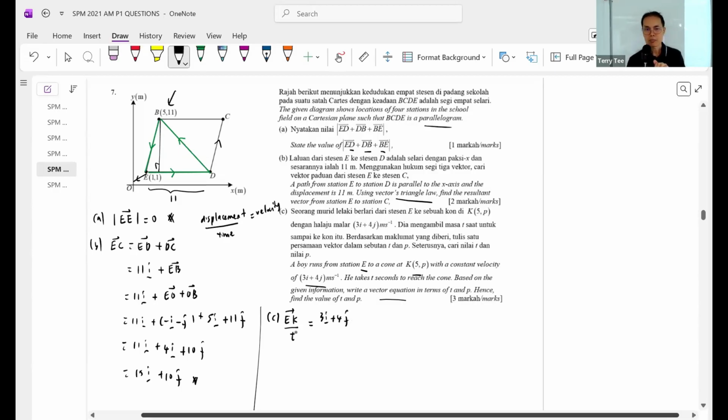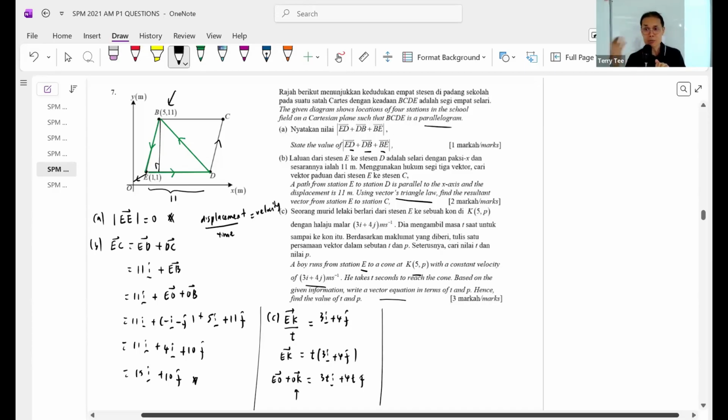Understand? Can we multiply up? This is your EK. EK is t times 3i plus 4j. You can multiply inside. Do it slowly. And what is EK actually? EK is E to O plus O to K. So 3ti plus 4tj. I'm finding what? I'm finding OK.